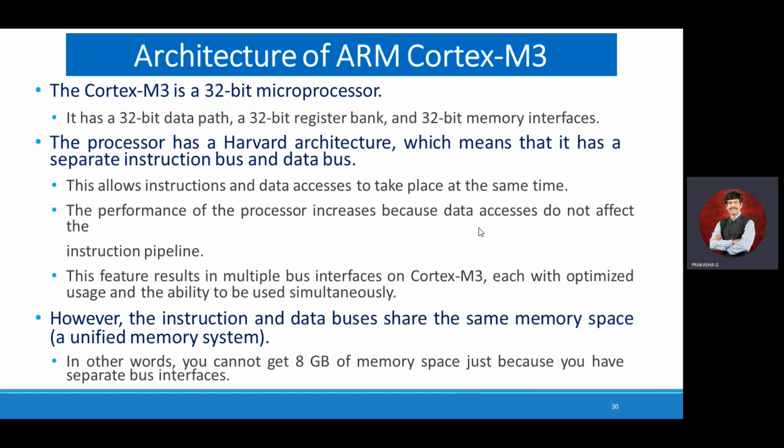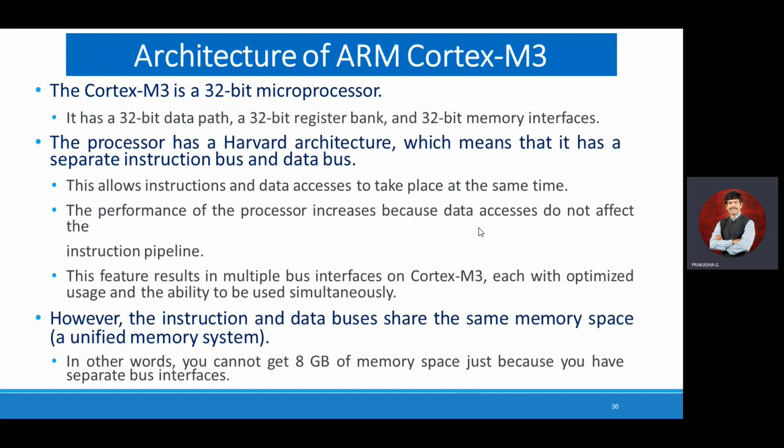Cortex M3 is a 32-bit microprocessor. The processor has the Harvard architecture. Have you come across Harvard architecture? Yes or no? Von Neumann architecture, in COA, computer organization and architecture. Have you studied that? In that, two types of architectures are explained: Harvard architecture and Von Neumann architecture. Yes or no? Yes, I know.